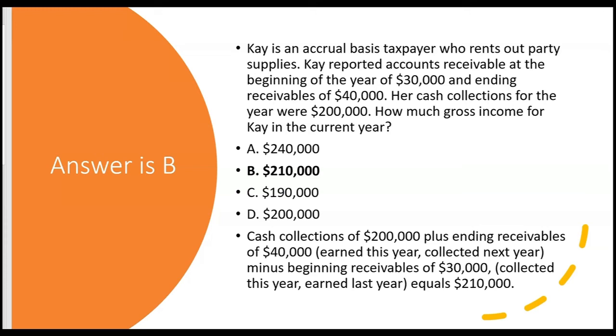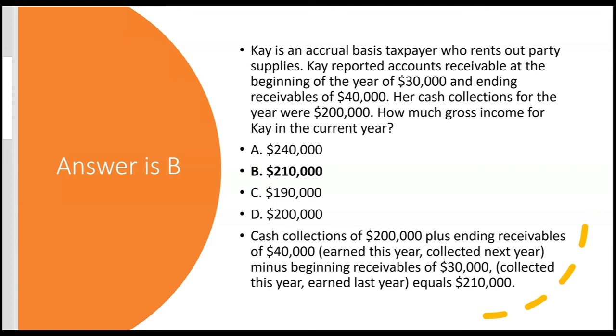Well, beginning receivables are $30,000. That was collected this year, but it was earned last year. So don't include the $30,000. So we have to subtract 30, otherwise it'll be double counted. So we'll wind up with $210,000. That's how much was earned this year. And for an accrual basis taxpayer like K, that's how much the gross income will be. It'll be based on what was earned this year.